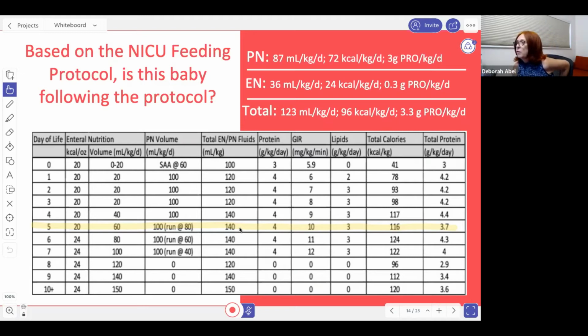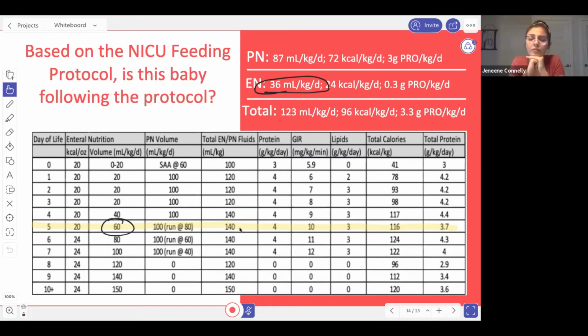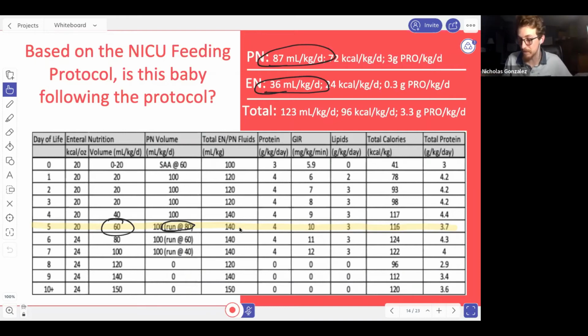So you would want to look at each line item. Let's look at EN. It's 36 mLs per kilogram, and it should be at 60. So we're definitely lacking there. And then our PN is really on point, because it should be run at 80, and we're at 87. So that's why our total would be low, probably because of the enteral nutrition, not because of the PN, right?